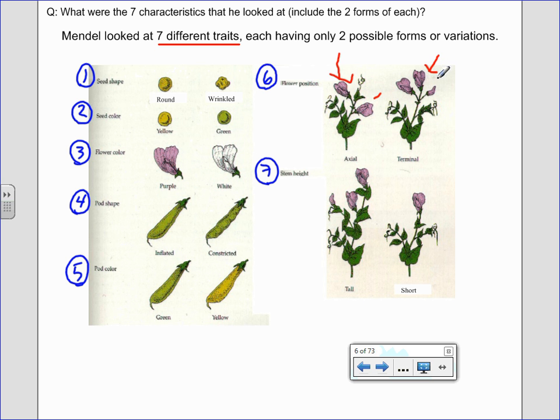Terminal is like end. If you think of a bus terminal, it's the end of the stop. The last one is stem height, or you could just say plant height. So either tall or short. The ones on the left are the dominant traits that you'll find. And as he did his studies, he found with single traits and with his dihybrid crosses, he found that, oh, I'll explain it after anyway.